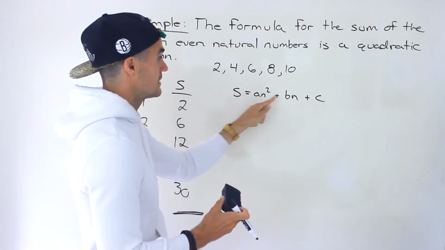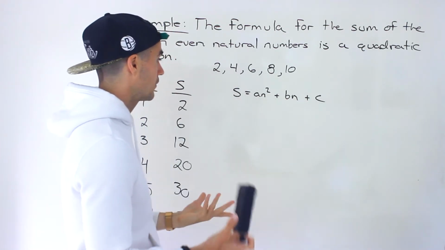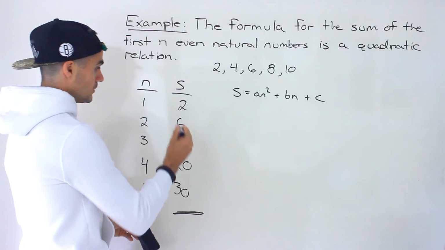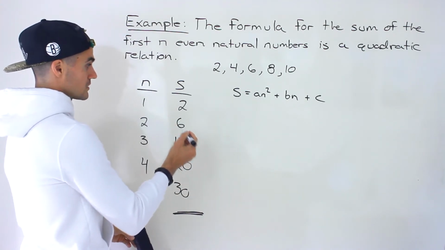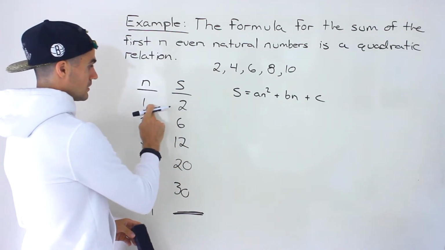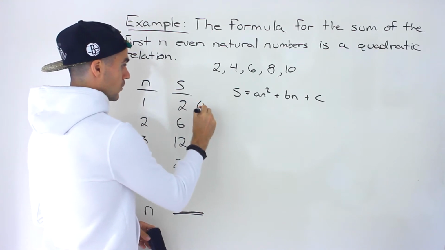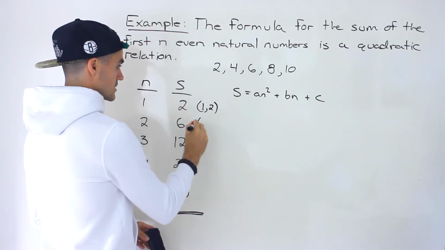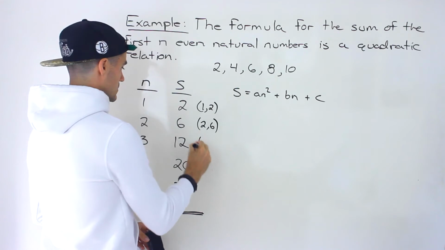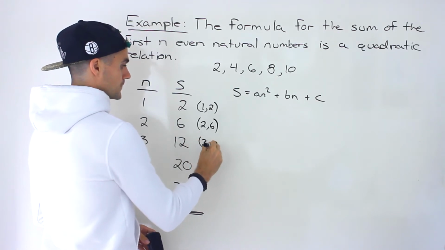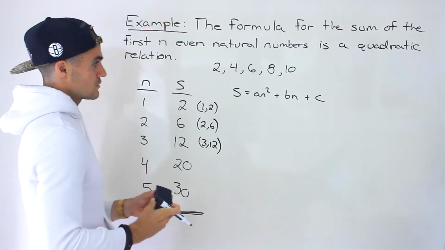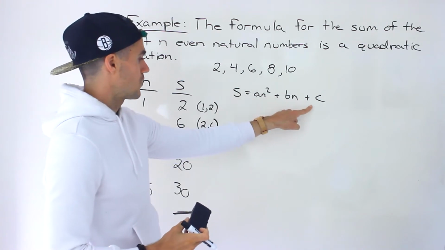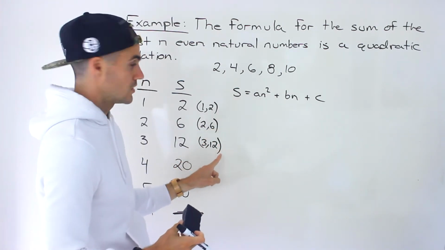We have to find the a, b, and c value. And how can we do that? Well, we can use 3 points. So notice that this point here, it's 1 and 2. So if we put in coordinate form, we got 1 and 2. This is going to be 2 and 6. This here is going to be 3 and 12. And so if we have 3 unknowns to solve for, we could use 3 points.